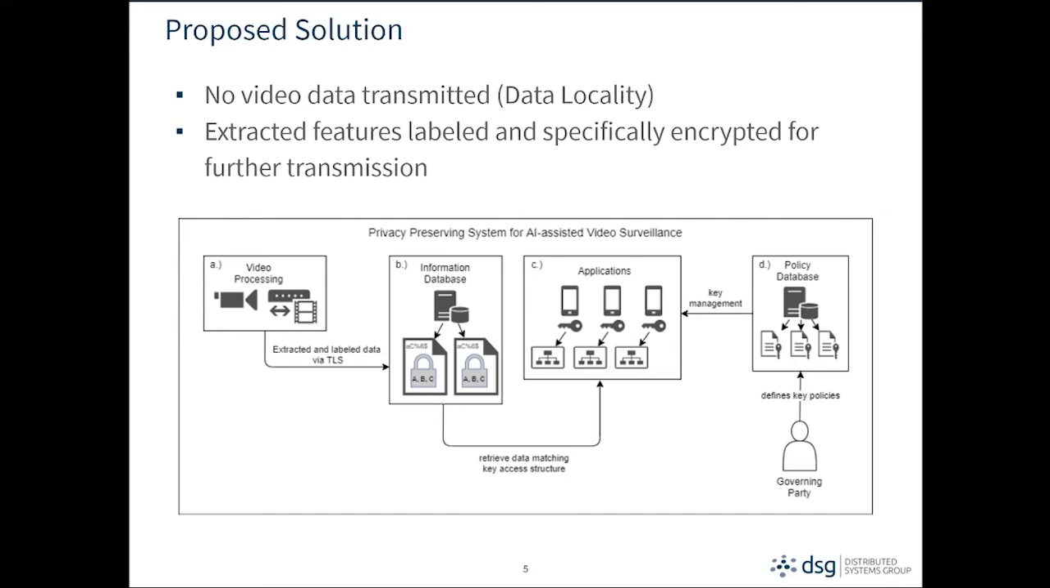First of all, if you look at the picture on the slide, in the box labeled A is depicted the part of the system that does the video processing. This could be deployed on the edge as local as possible, for instance in a smart lamppost, where the camera is installed also. The extracted information, that is the features, is then labeled, specifically encrypted and sent to an information database as depicted in the box labeled B. I will explain the encryption process in more detail on the next slide.